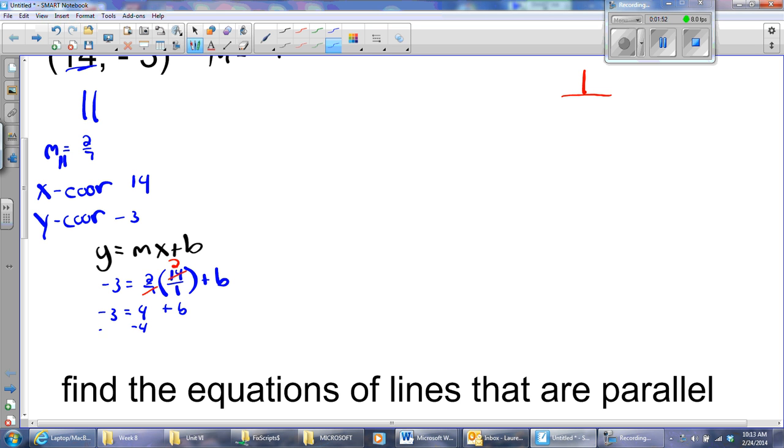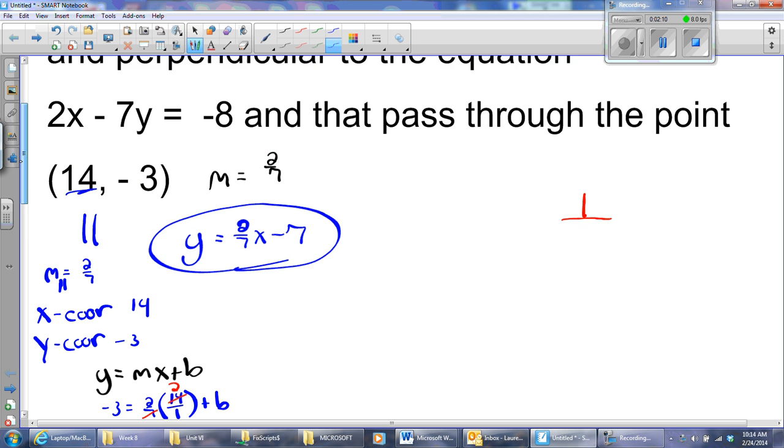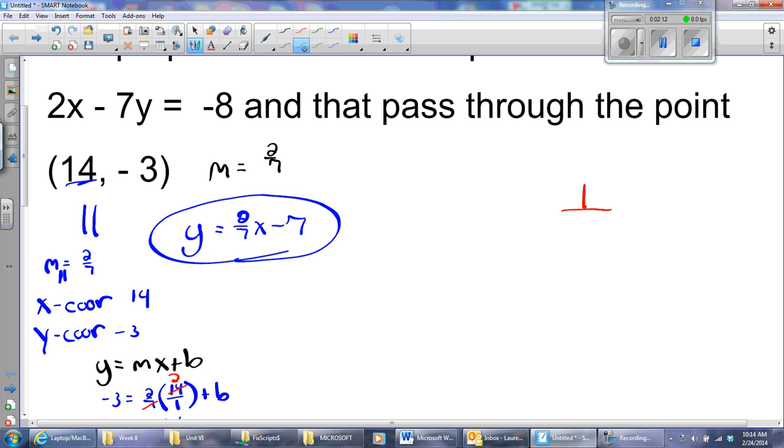Getting the b alone, I get negative 7 equals b. My equation, and this is very important, you need to do this up: y equals 2/7 x minus 7. There we go. Okay, perpendicular, we do the same thing, only we have to use a different slope.